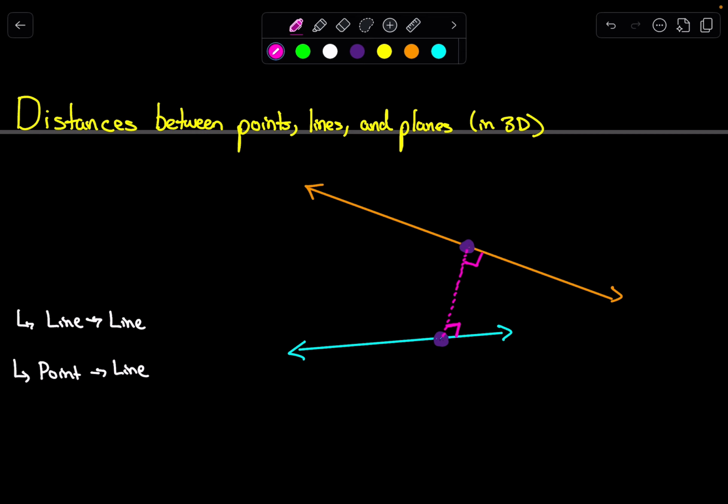Now that's not the case for every single one. If I were to pick a random point here and say that's the shortest distance, you can kind of tell that this is not a right angle. Maybe it's a right angle over here, but it's not a right angle on this one, so it's not going to be the shortest distance. And so it's really important that we keep in mind that the shortest distance happens at right angles.